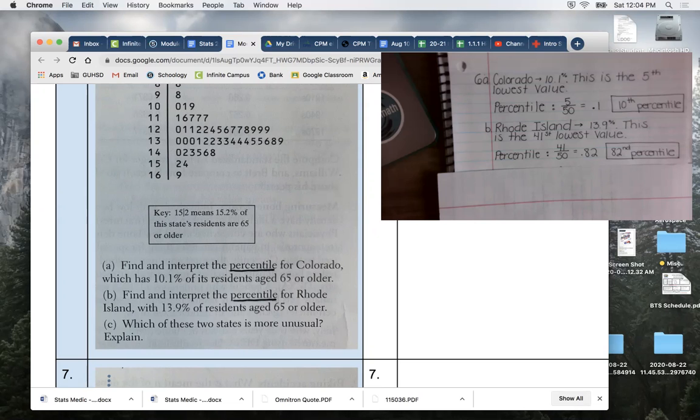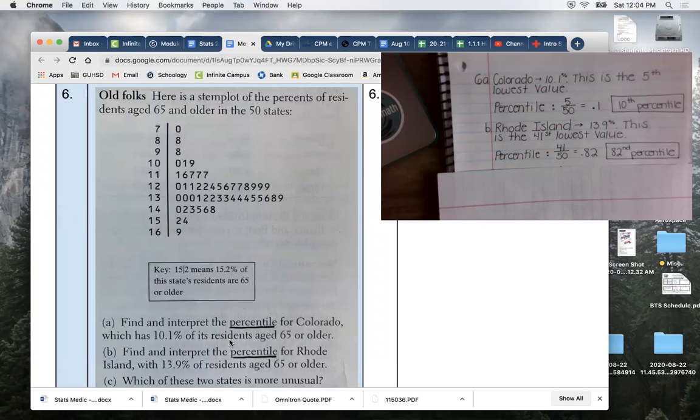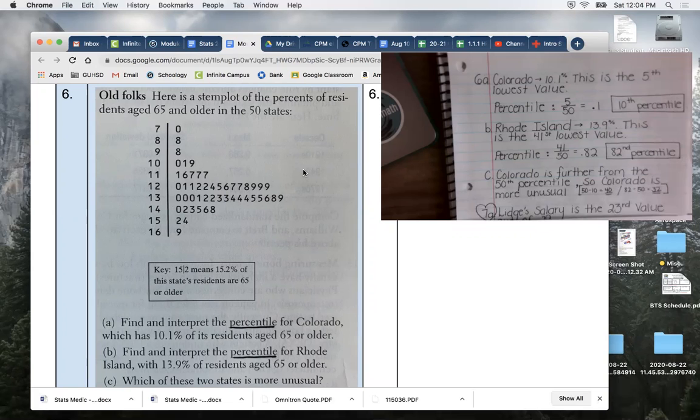Okay, and the last question, which one of these is more unusual? The way that we explain unusual is which one is further from the 50th percentile, which would be 12.9 in this case. This one is 40 away from the 50th percentile. This one's only 32 away from the 50th percentile. So in C, Colorado is further from that 50th percentile. So Colorado would be the more unusual, an unusually low amount. So when we talk about unusual, we base it on that 50th percentile.